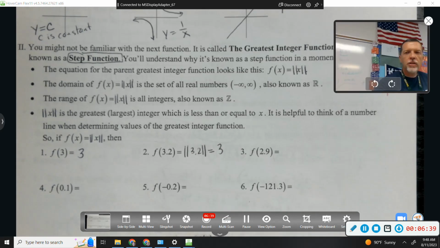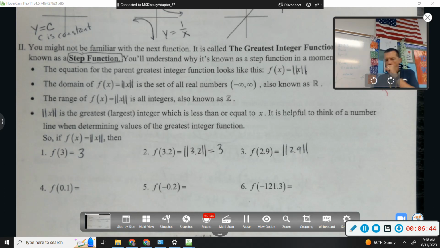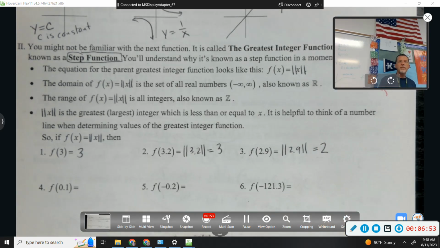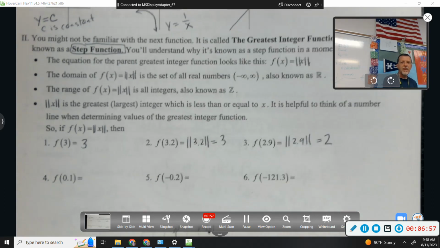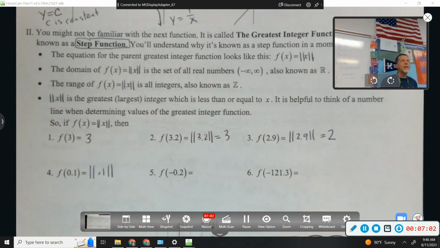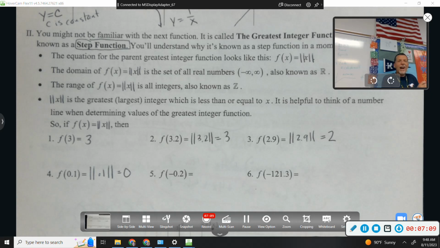If I plug in 2.9, I need the biggest integer that's less than or equal to 2.9. 2. Will it always be equal to? Or? What do you mean? Oh wait, no, right. I plug in 0.1. I need the biggest integer that's less than or equal to 0.1. That's 0. Yeah, if you take the time to say it out loud, it's not hard to do. It's just a lot to say out loud.